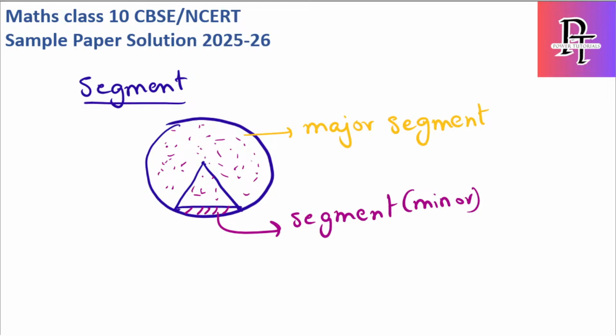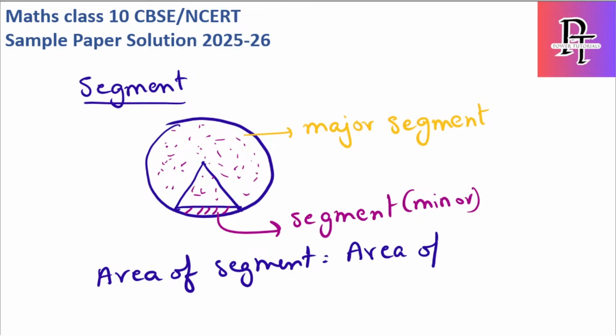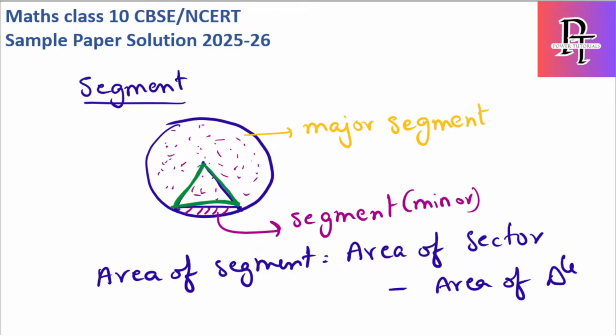Okay, so now let's study the formulas related to segment. So area of segment is equal to area of sector minus area of triangle. So we are talking about this triangle here. I will just change the color to green. So this is the triangle. This triangle area we are talking about, the green one. So we need to subtract area of this triangle from the area of sector, then you will get the area of segment.